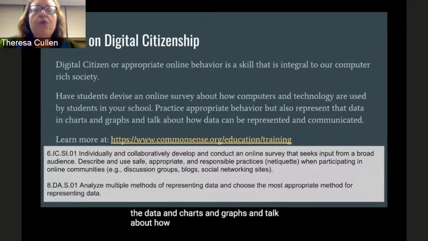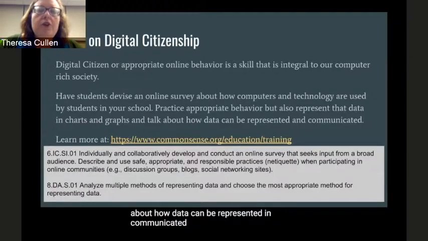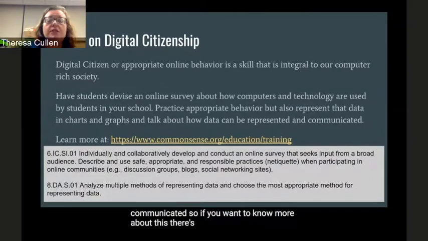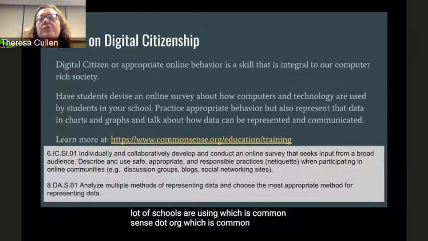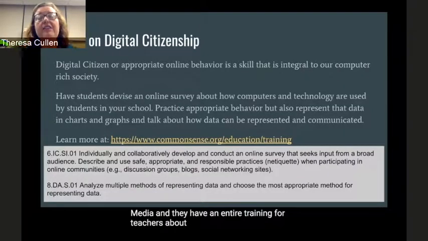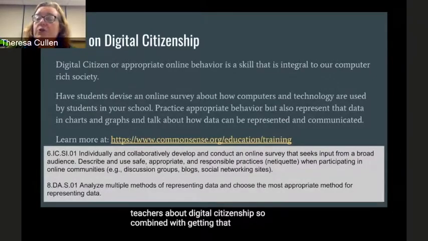So if you want to know more about this, there's a website that a lot of schools are using, which is commonsense.org, which is Common Sense Media. And they have an entire training for teachers about digital citizenship. So combined with getting that training yourself and combining that with the computer science standards in Oklahoma, you could create an activity that drives home both proper behavior online as well as using data.